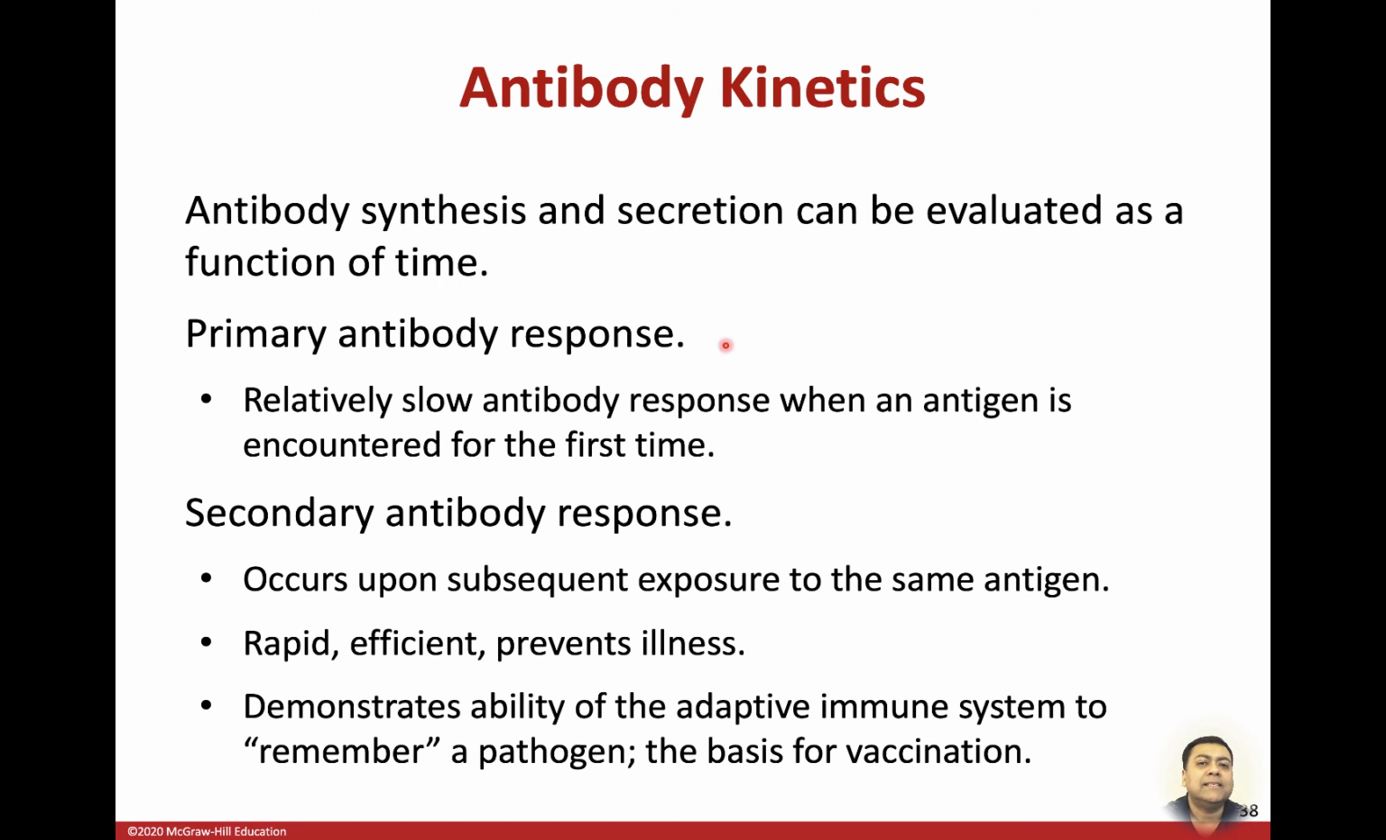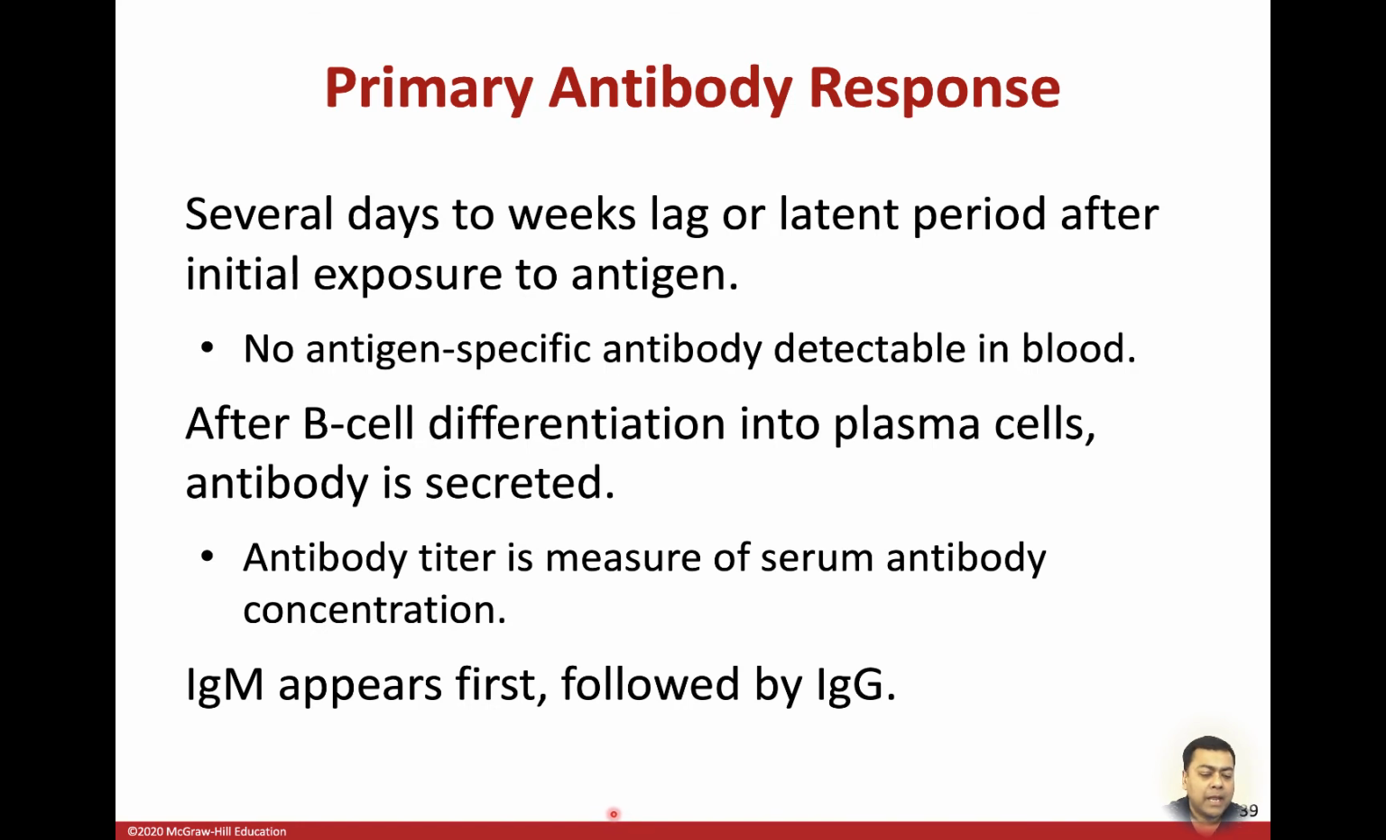So the antibody synthesis and secretion can be evaluated as a function of time. There is a primary antibody response, a relatively slow response when an antigen is encountered for the first time. But a secondary response occurs on subsequent exposure to the same antigen, and it is rapid and efficient. This is responsible for preventing illness because the adaptive immune response remembers a pathogen, and this is the basis of vaccination.